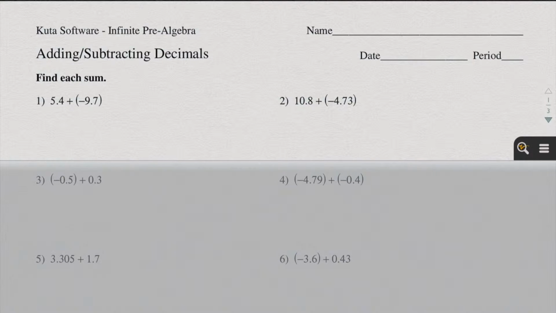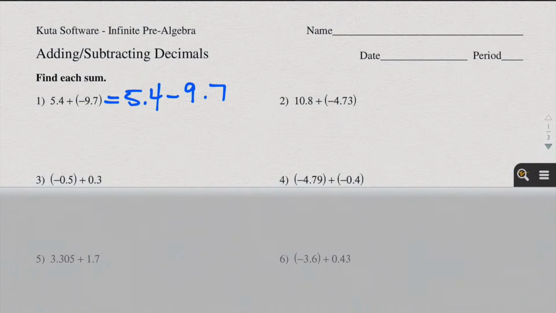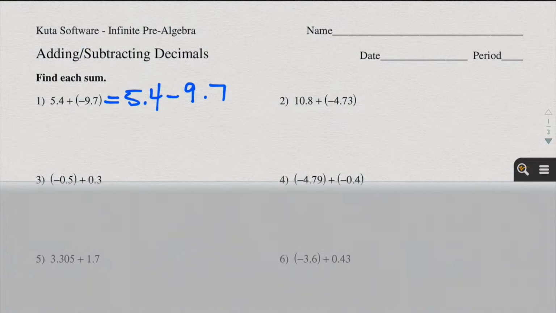So let's start with number 1. It says 5.4 plus negative 9.7. The first thing I'm going to do is rewrite that as 5.4 plus and minus becomes minus 9.7. The signs are different, meaning 5.4 has a positive associated with it, and the 9.7 has a negative to the left of the number, and the 5.4 doesn't have anything next to it, so we assume it's positive.